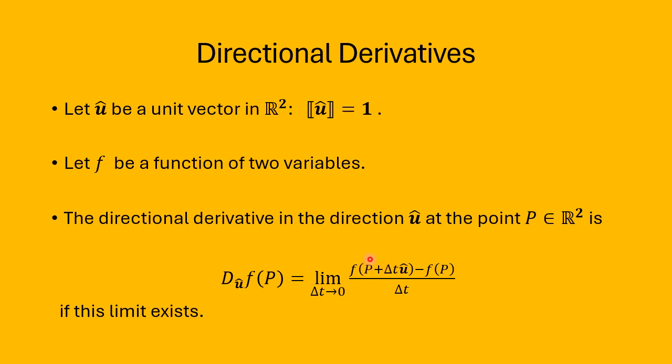Here, p looks like it's a point in two-dimensional space in the xy plane, but we can think of p as being a vector too. A vector going from the origin to the point P that has some coordinates. So we can more or less vectorize this point by looking at a position vector related to P. So f of p plus delta t times u hat minus f of p over delta t. And like you do in the Calc 1 course, take the limit of this difference quotient as delta t goes to 0.